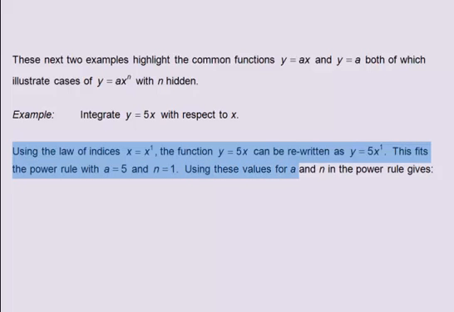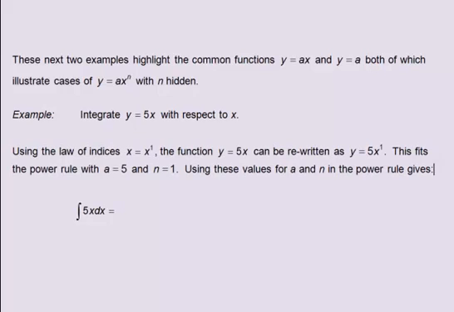Using these values for a and n in the power rule gives the integral of 5x dx equals the integral of 5x to the power 1 dx, which equals 5 multiplied by x to the power 1 plus 1, all divided by 1 plus 1, plus c, which equals 5x squared divided by 2, plus c.